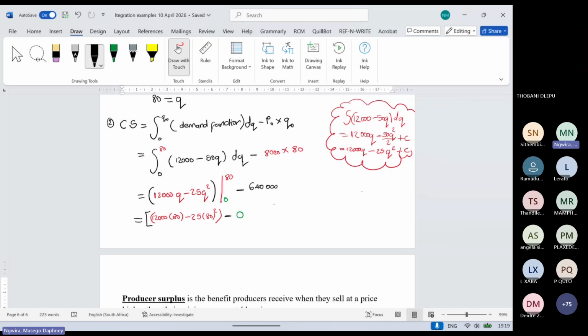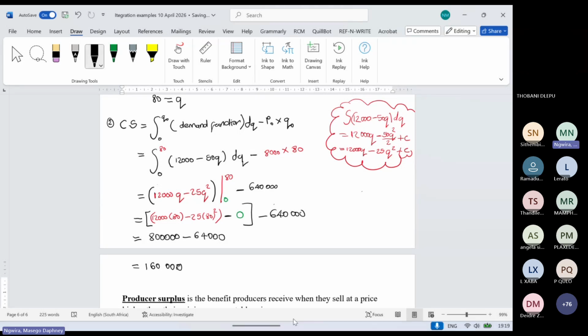So I'm going to have minus 614,000. So can someone assist us with a calculator? 800,000. And then minus 640. Then the final answer is 160,000. Okay. Yeah, so this is how we do it for the consumer surplus.